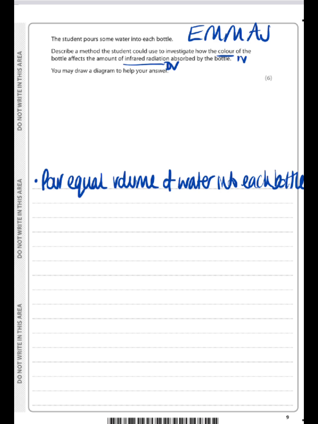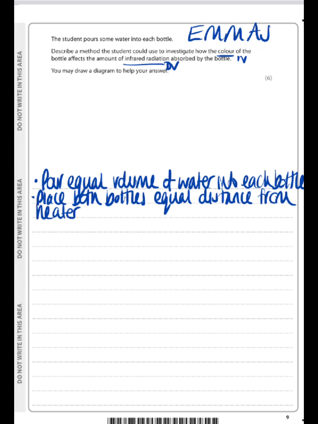Now, what we're trying to identify here is when they are placed close to the heater, how much radiation are they going to absorb? So in order to do that, we need to put them near the heater. But again, thinking about control variables, we have to make sure that that is an equal distance. So the next thing we need to talk about is placing those 2 bottles an equal distance from the heater.